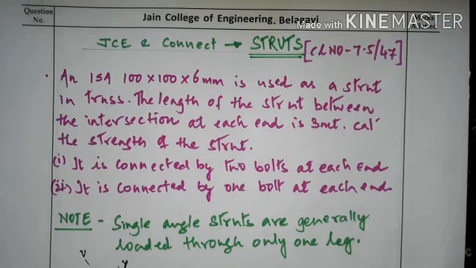So the struts are generally made up of single angle or double angle placed back to back on opposite side of gusset plate, or double angle placed same side on gusset plate. So I'll repeat once again. So struts are made up of angle section.